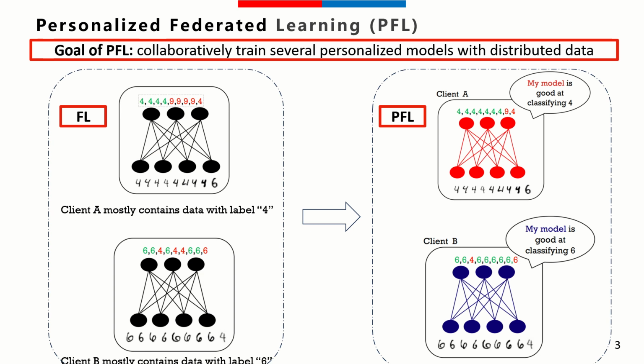The goal of personalized federated learning is to collaboratively train several personalized models with distributed data. Here, there are two clients A and B, where A primarily includes data labeled as 4, and B primarily includes data labeled as 6. After federated learning training, both A and B use the same model, which is not optimal for each client. In personalized federated learning, each client will have its own distinct model, typically more suitable for the specific characteristics of the client. For example, the model for client A is more adept at distinguishing data labeled as 4.